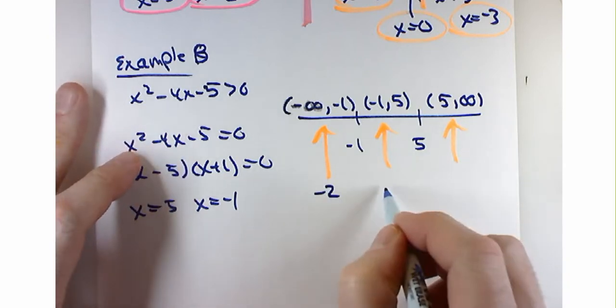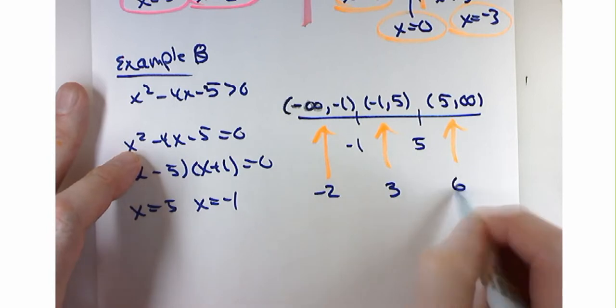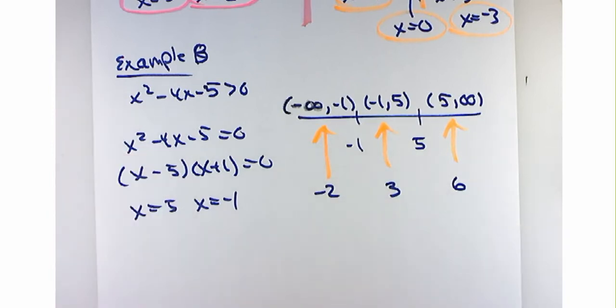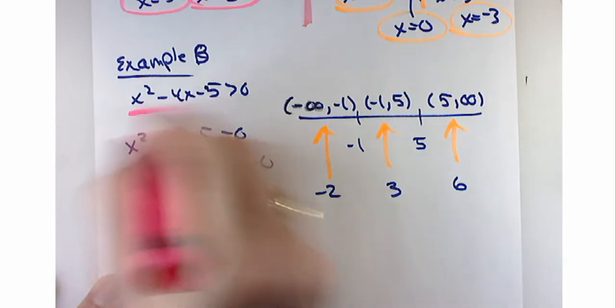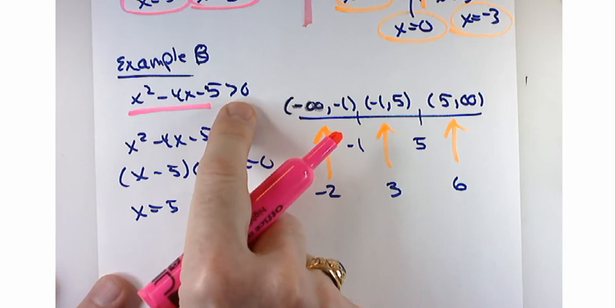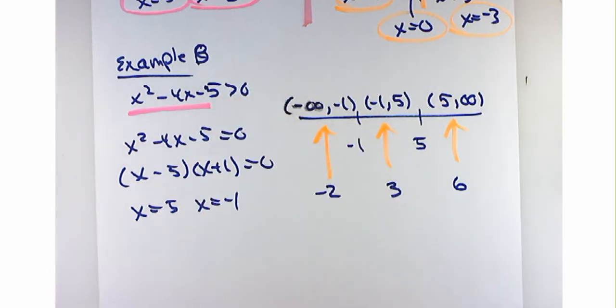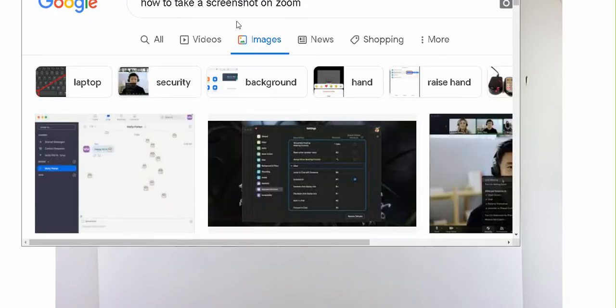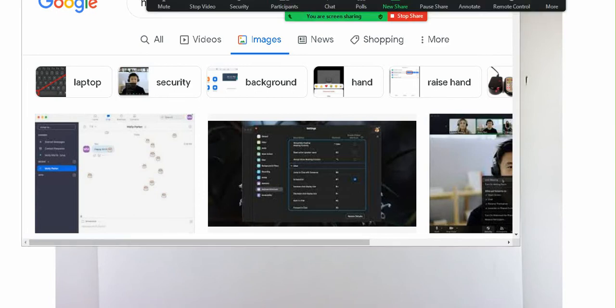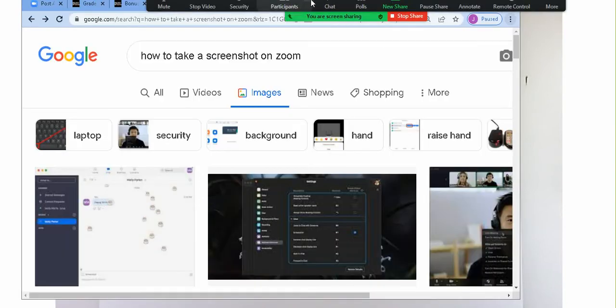So -2, 3, and 6, those would be good test points. You're going to test that in the part of the inequality that's set greater than or greater than or equal to 0, that has 0 on one side. Now, it's up to you how you want to do that. If you want to do it on a graphing calculator, that's great. If you want to do it on Desmos, that's fine too. Let me show you how to do it on Desmos. Maybe another example later, I'll show you how to do it on the graphing calculator.